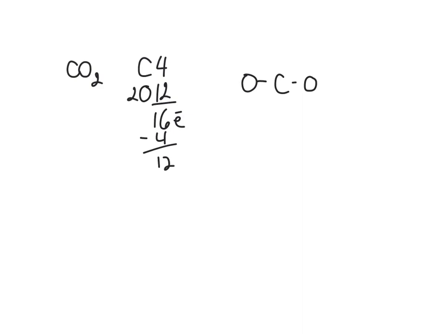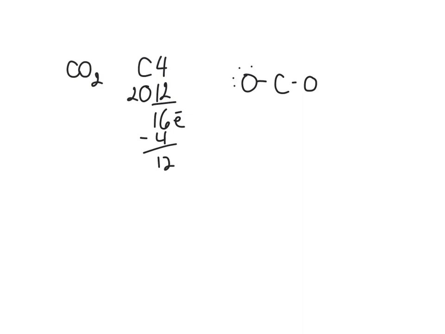Carbon dioxide. This is always a good one. Carbon brings 4, 2 oxygens bring a total of 12, 16 electrons total. Carbon has the highest combining capacity, so it goes in the middle. Put our bonds in. So I've used 4, leaves 12.